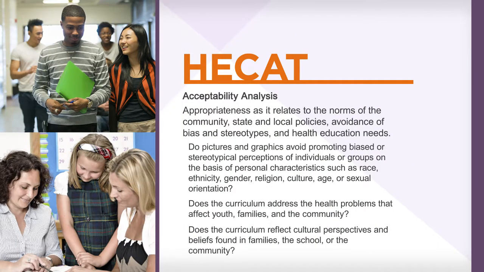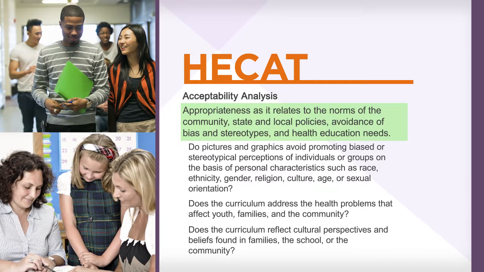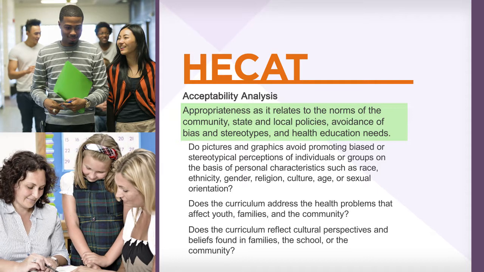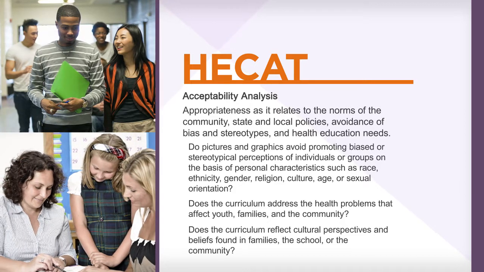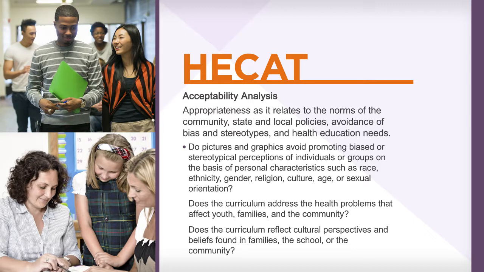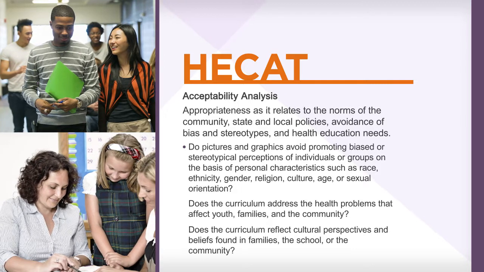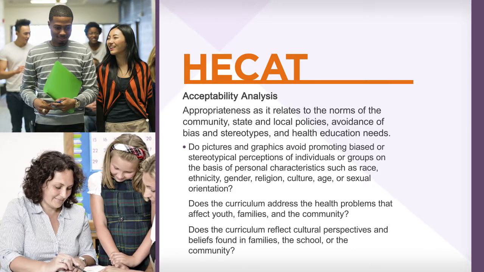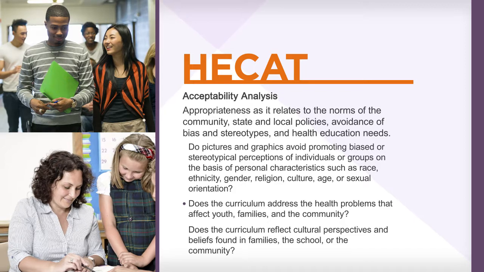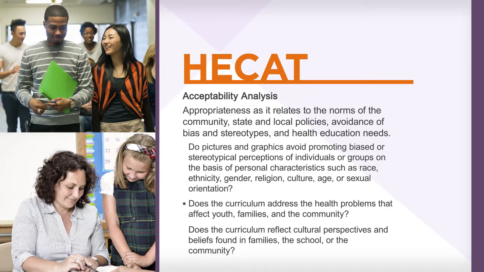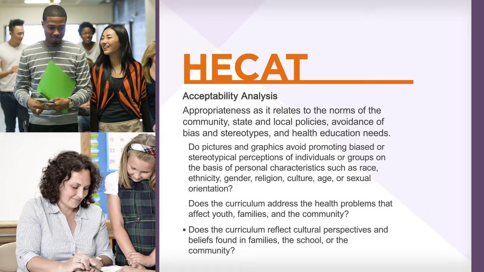Next, the acceptability analysis helps you rate the appropriateness of the curriculum as it relates to the norms of the community, state and local policies, avoidance of bias and stereotypes, and the health education needs of the students. Some example questions to consider when analyzing acceptability include: do pictures and graphics avoid promoting biased or stereotypical perceptions of individuals or groups on the basis of personal characteristics, such as race, ethnicity, gender, religion, culture, age, or sexual orientation? Does the curriculum address the health problems that affect youth, families, and the community? Does the curriculum reflect cultural perspectives and beliefs found in families, the school, or the community?